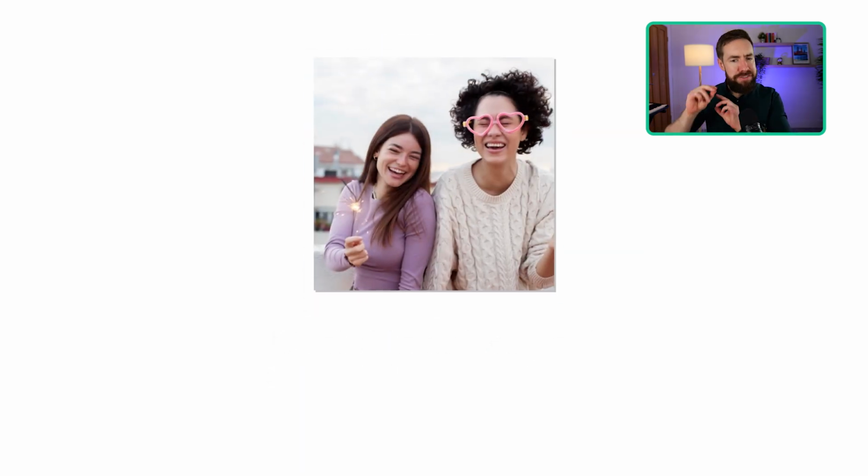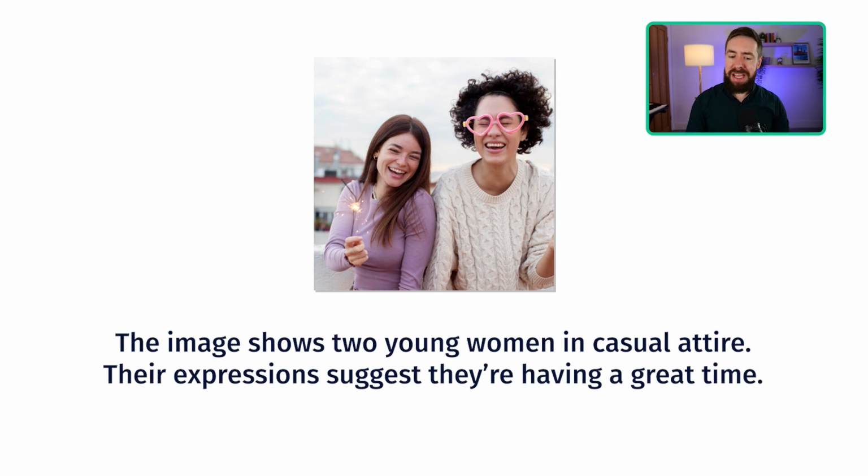So let's go back to our photo that we saw at the start, and let's try to use some of these high-level vocabulary. So we could say something like, the image shows 2 young women in casual attire, so their clothes are casual. Their expressions suggest they're having a great time.